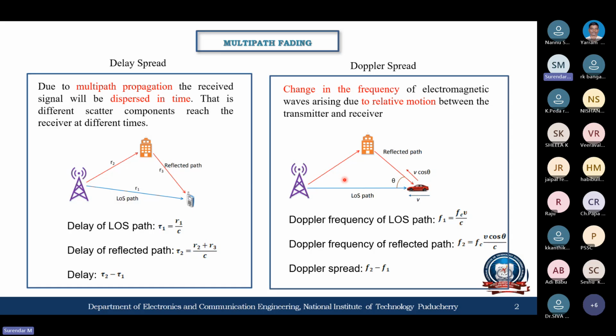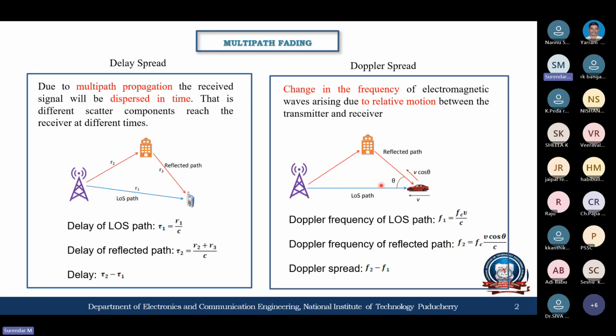So there is also a change in the carrier frequency. This change in the carrier frequency is called the Doppler frequency. So when a moving person is going towards a base station, you can see that the Doppler frequency is calculated like this. Let's say the car is traveling on the road at a speed of v. You can say that the Doppler frequency is given by the carrier frequency times the velocity divided by the velocity of light. Okay, so that gives the Doppler frequency of the LOS path.